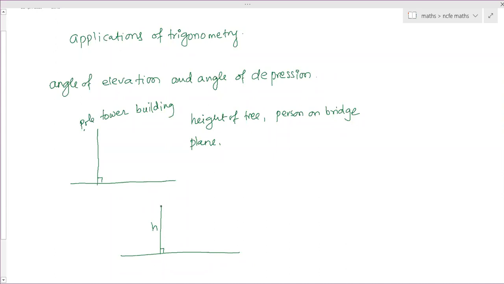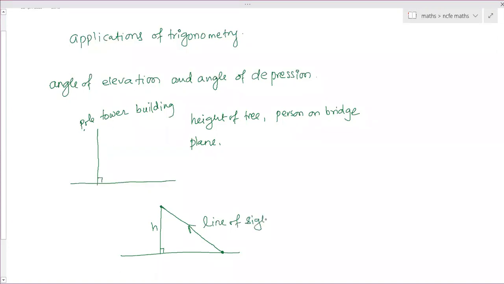Now the top of this object, when it is seen by a person on the ground, suppose he is here, when he sees the top of the tower or top of the building, how will he look? His line of sight is this way. This is his line of sight. So this line of sight makes some angle with the ground. Line of sight is upward. He is looking upwards when he is looking towards the top of the tower. So this is a line of sight.